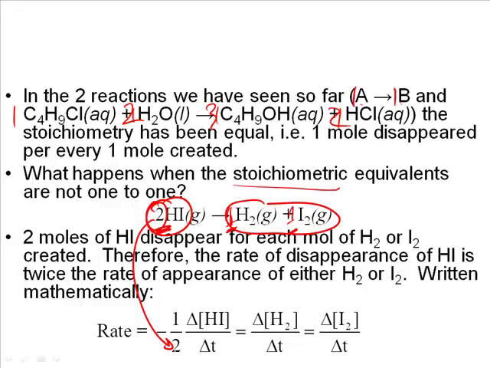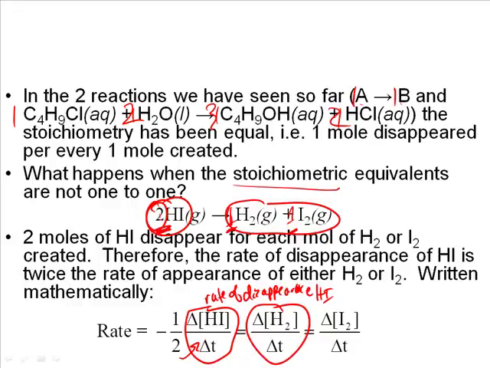Basically, if you take the rate, this right here is the rate of disappearance for HI. If you take 1/2 of that rate, so you can see that here, 1/2 times the rate of disappearance of HI, that will equal the rate of appearance of hydrogen. And that makes sense. For every 2 of these that decompose, you only get 1 hydrogen and 1 iodine. So if you take 1/2 of the rate of HI, you get the rate of appearance of hydrogen and iodine.